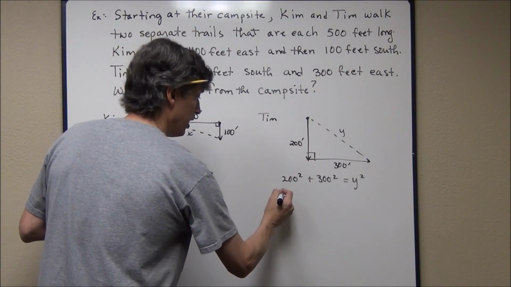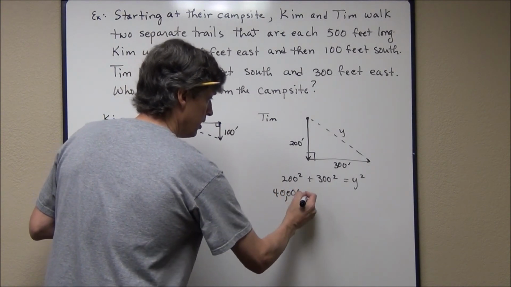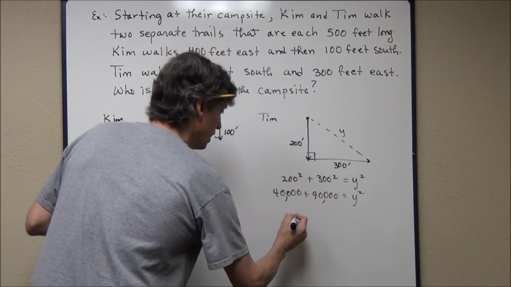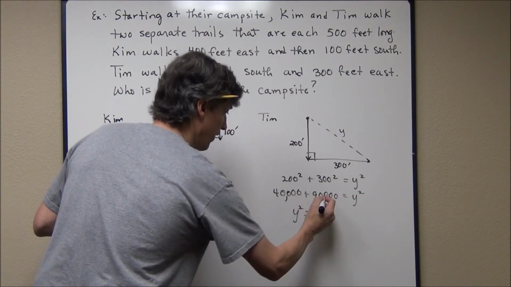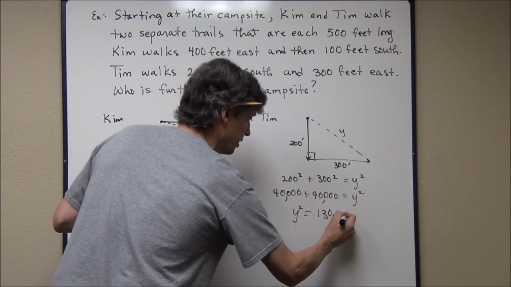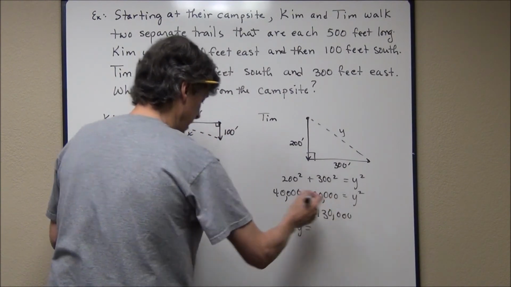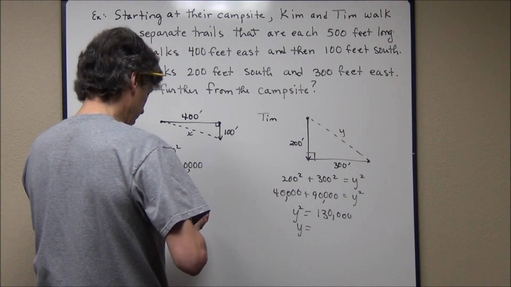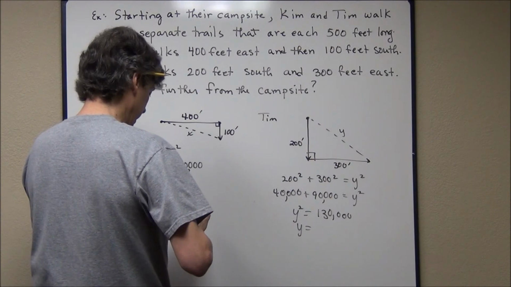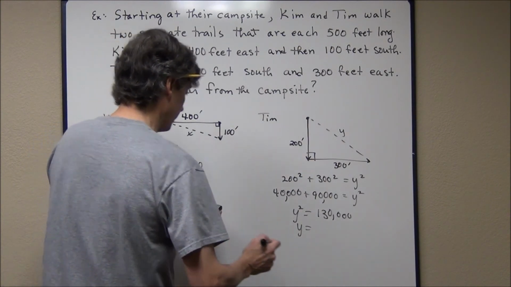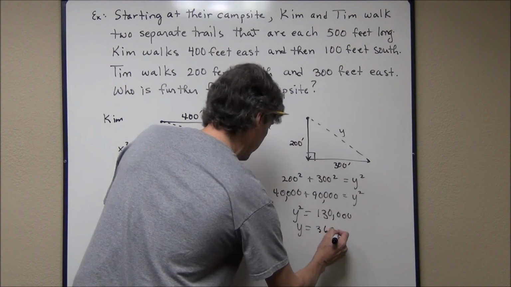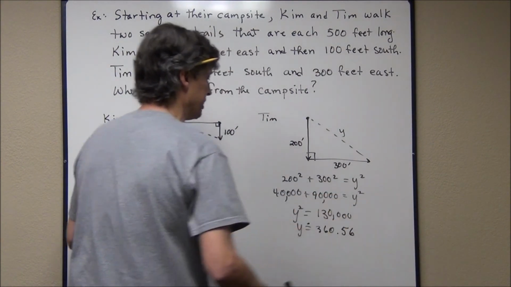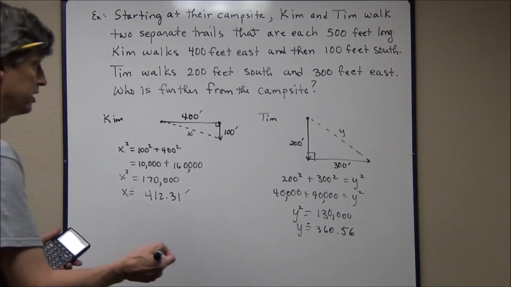So this would be 40,000 plus 90,000 equals y squared. So y squared is equal, if I add that up, to 130,000. So I'm going to need to take the square root of 130,000. And I already kind of know who it is because of one number being bigger than the other. And this turns out to be 360.56 approximately here. Because again, it's an irrational number. It's going to go on forever, and this is in feet.